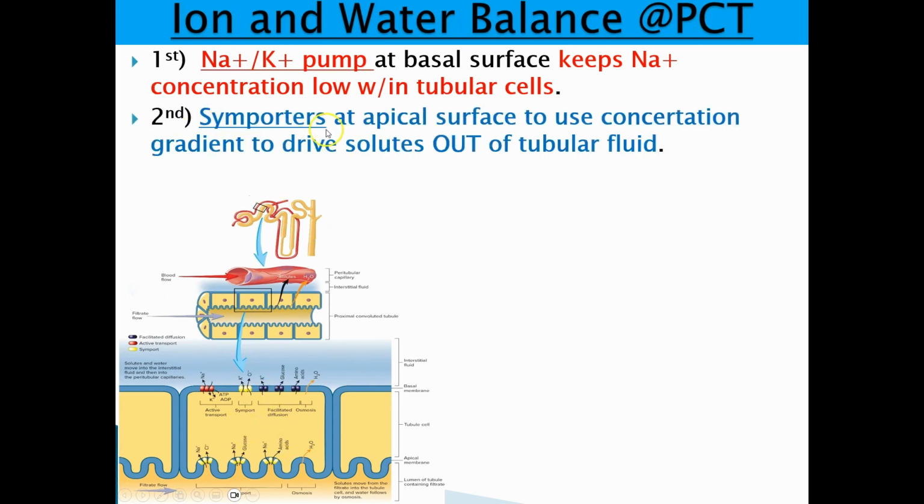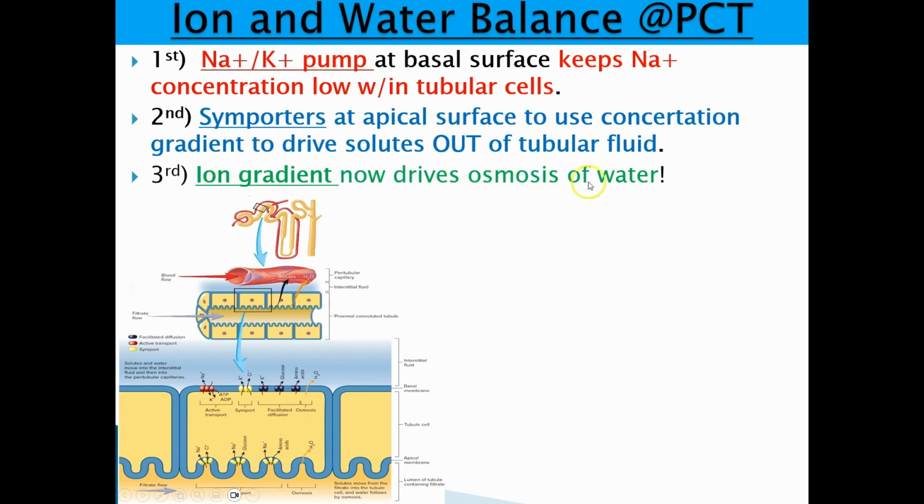Second, the symporters at the apical surface use the concentration gradient to drive solutes out of tubular fluid. So here, now we're driving in our ions, okay? So low sodium here allows ions to come in, then we push them into essentially the interstitial fluid there, right? And that's this part right there. Now that we've got a buildup of salts here, because that's what we're doing, we're building up salts in this area.